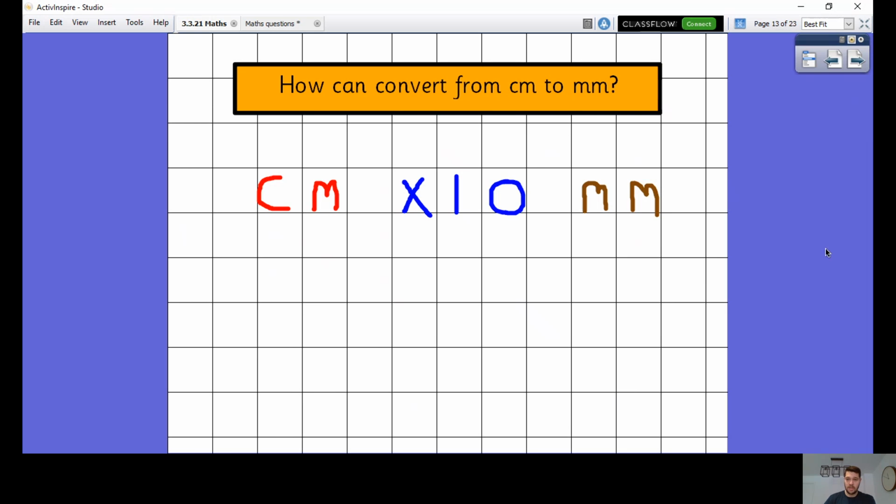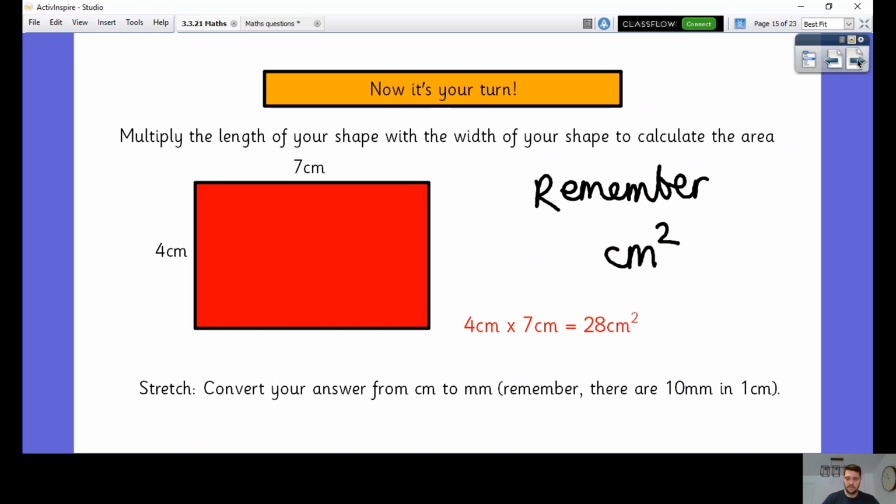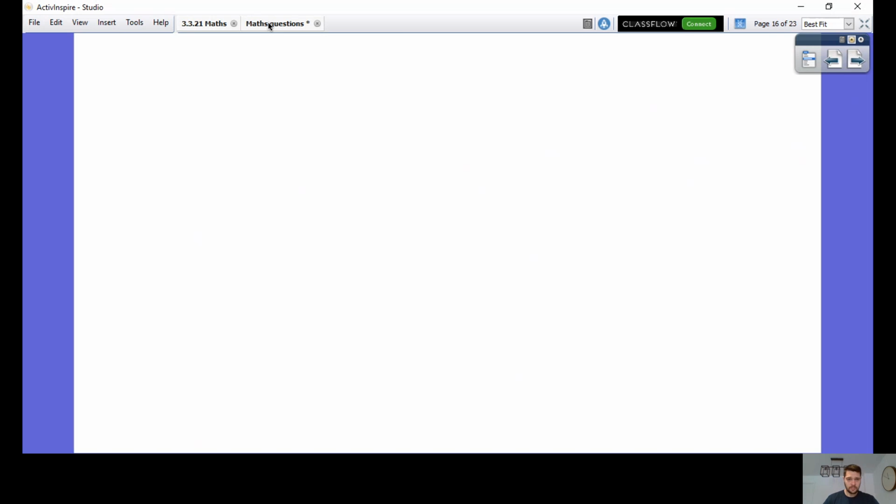If you want to have a go at the Challenge X and convert it into millimeters, all you need to do is times your answer by 10. So if I had 6 centimeters, I times it by 10 to give me 60 millimeters. If I had 12 centimeters, I multiply it by 10 to give me 120 millimeters. So you are going to try and do length times width to calculate area today.